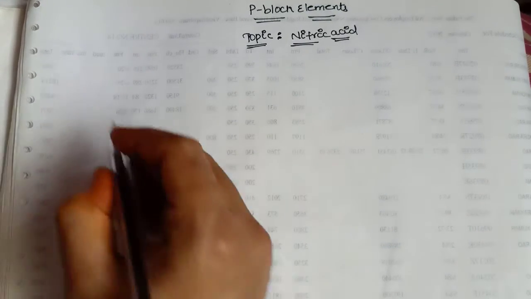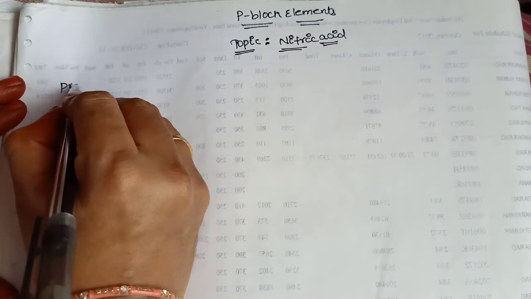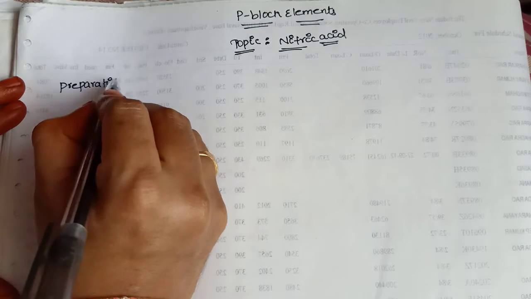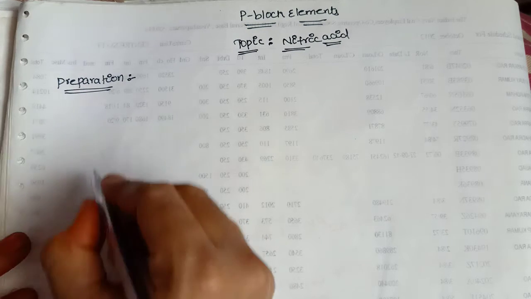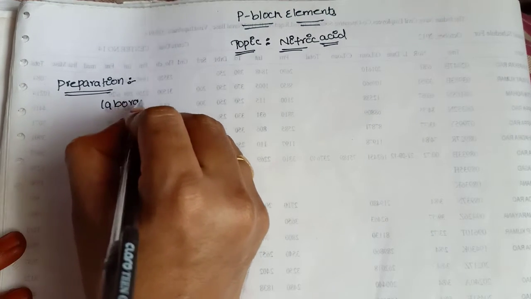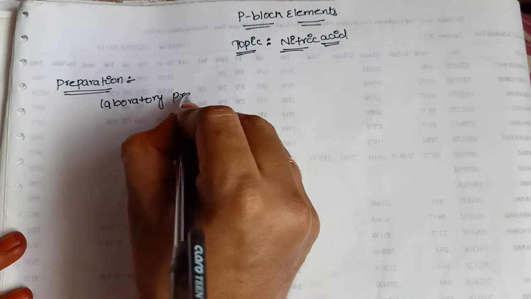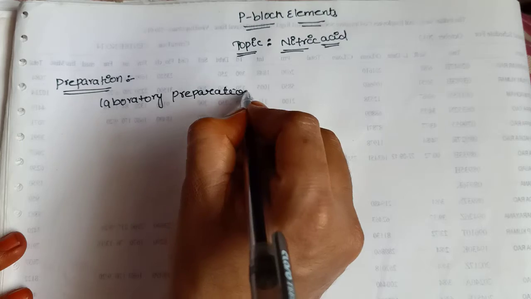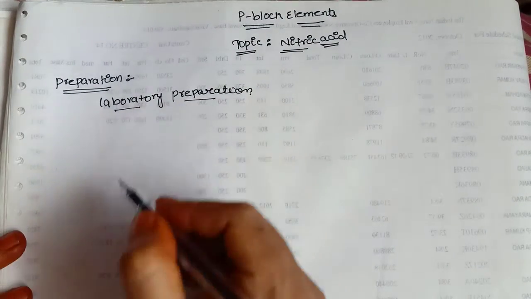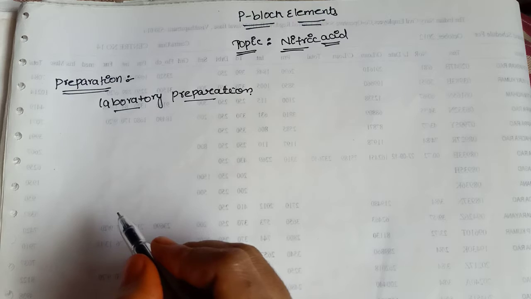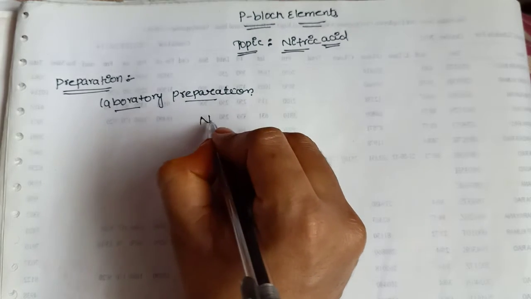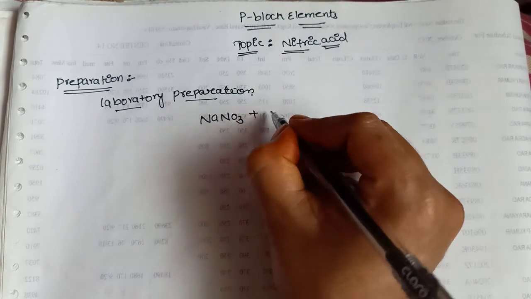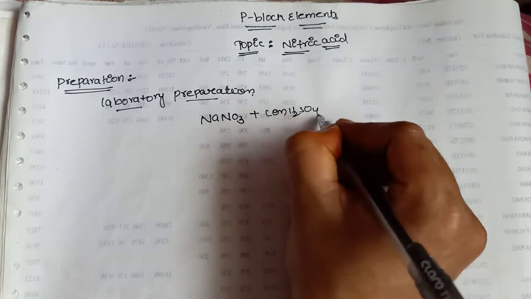First we will discuss the preparation of nitric acid. Laboratory preparation: heating of potassium nitrate or sodium nitrate in presence of concentrated H2SO4 to give nitric acid.